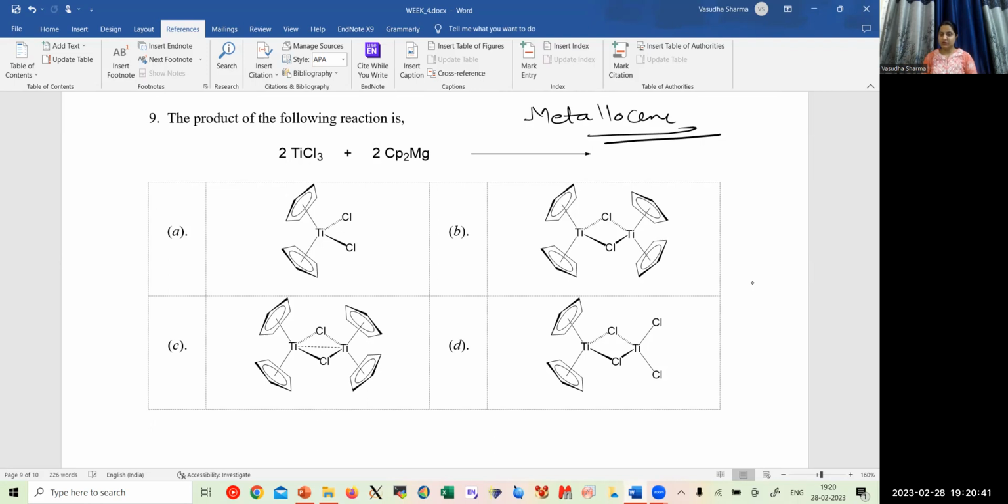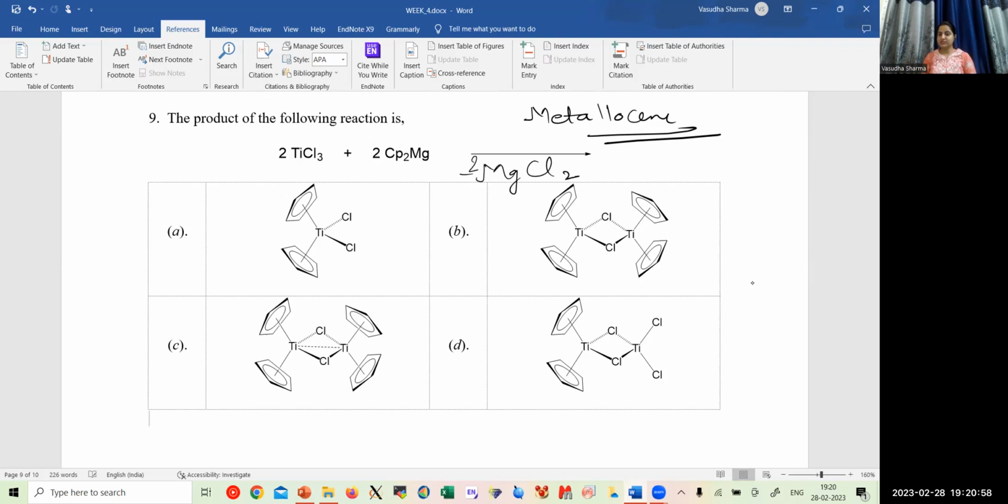So since we have Cp2Mg, definitely that Mg will take up the chloride. As you can see, it's a 2:2. So we have 6 chlorides over here, 2 into 3, 6 over there. And if we have, 2 will be taken up by MgCl2, which will be gone out.